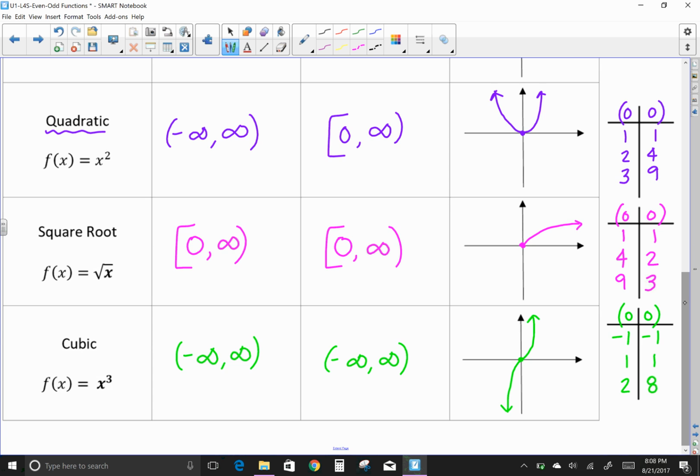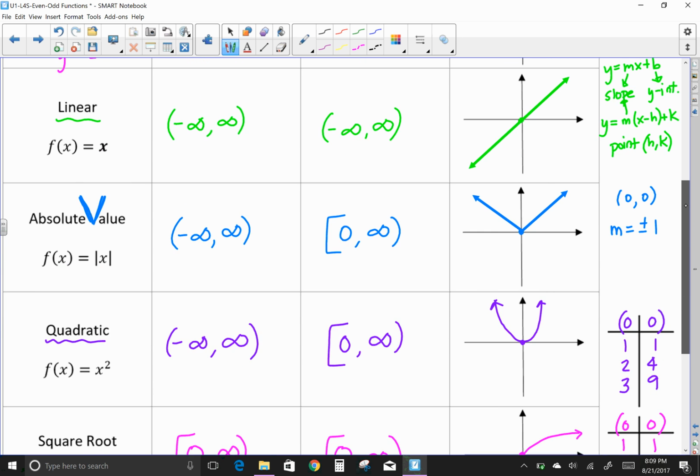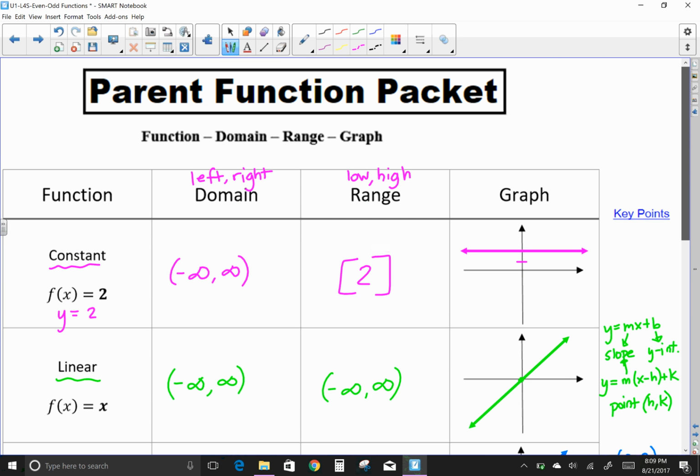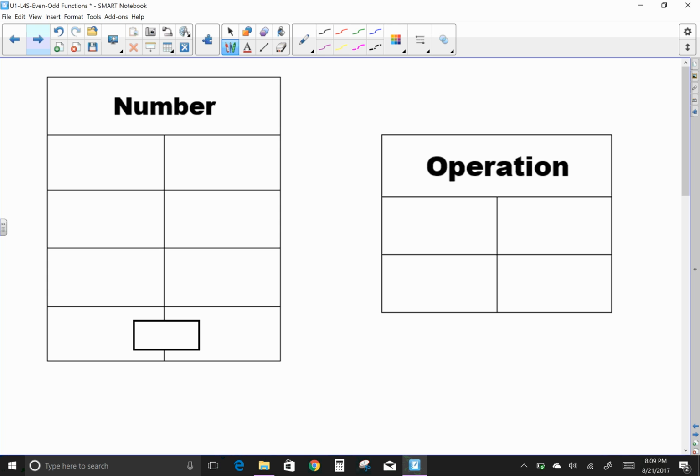Okay, so those are 1, 2, 3, 4, 5, 6 main graphs that you have and some key information about them. We will refer to that a lot during the year. So the next thing that we did when we had those, and what you did in this last packet, is you transformed them. That means you made changes to them. And you did that by plugging in points and then plotting them, which is not always the most efficient way. So we're going to talk about how you can do that without having to plug in all those numbers.